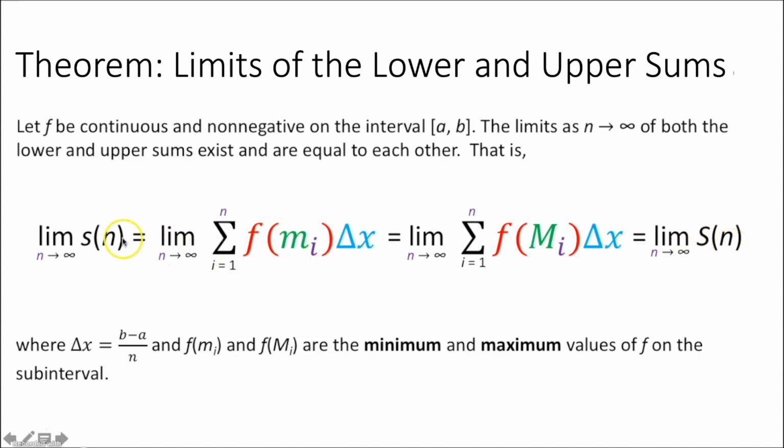All this is saying is that your underestimate or your overestimate are all going to be equal to each other as long as n approaches infinity. The number of subintervals, the number of rectangles approaches infinity. That's going to get you the exact area under the curve.